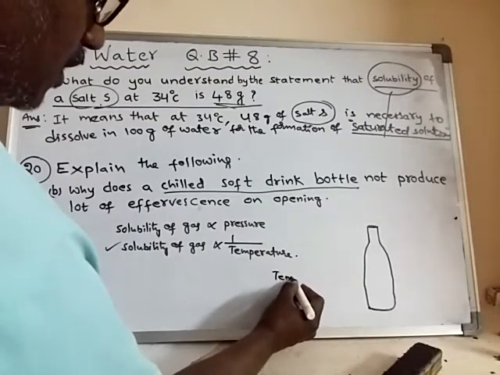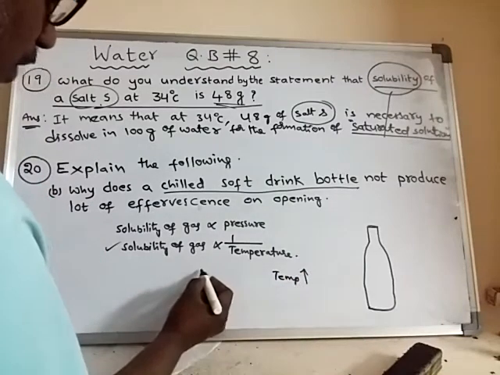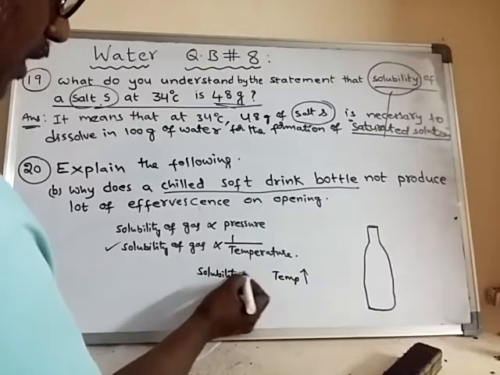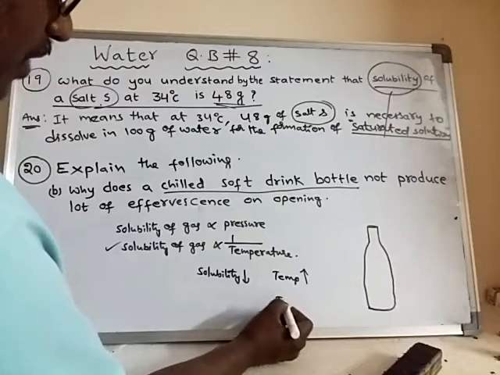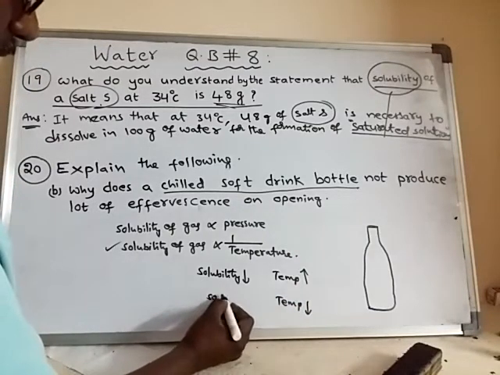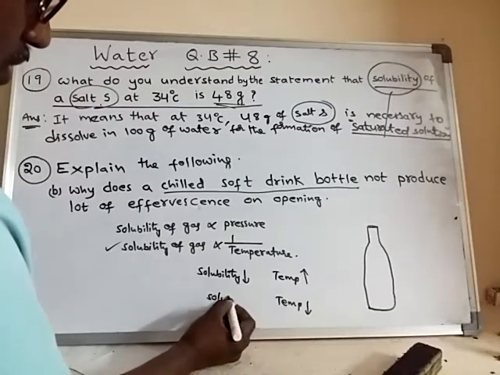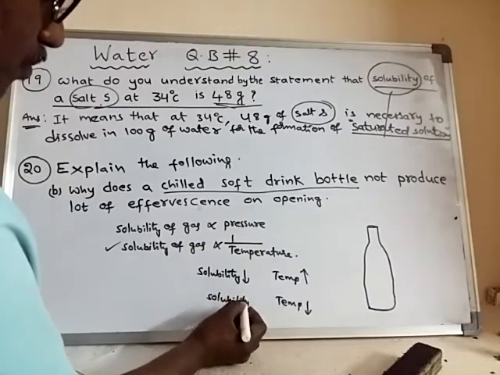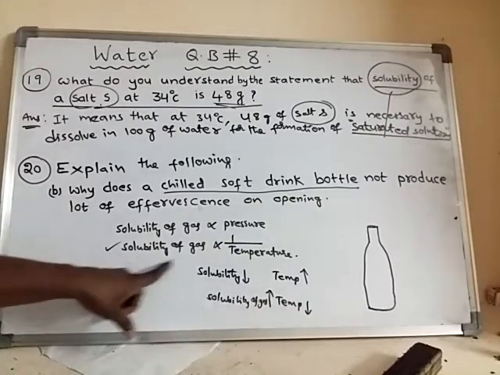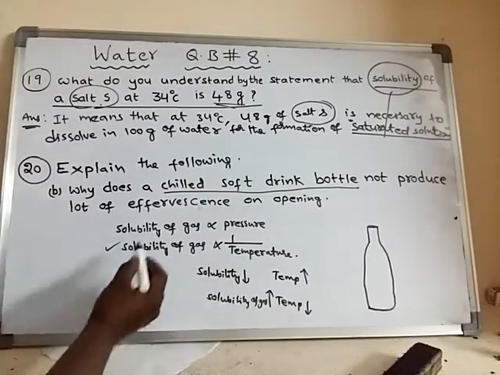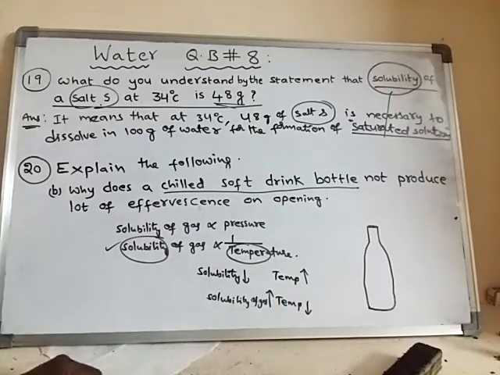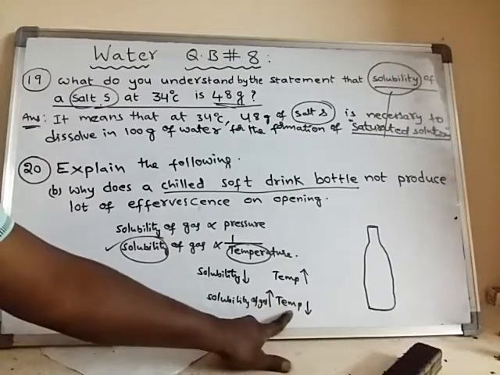When temperature is increased, solubility decreases. So when temperature is decreased, solubility of gas increases. As solubility and temperature are inversely proportional, what happens when temperature is decreased?